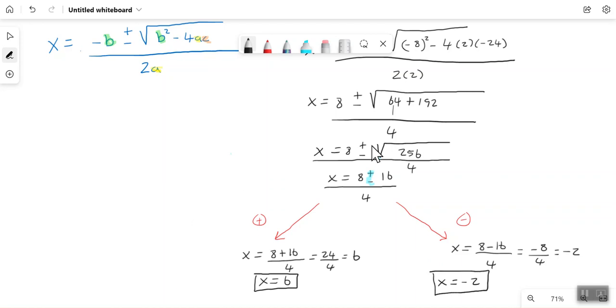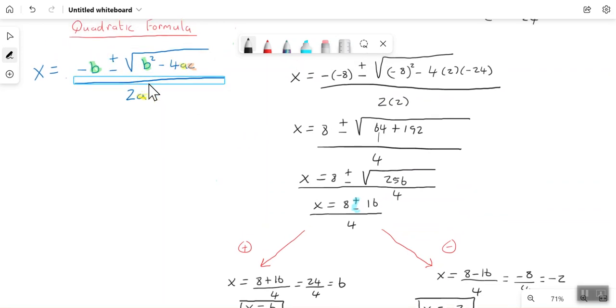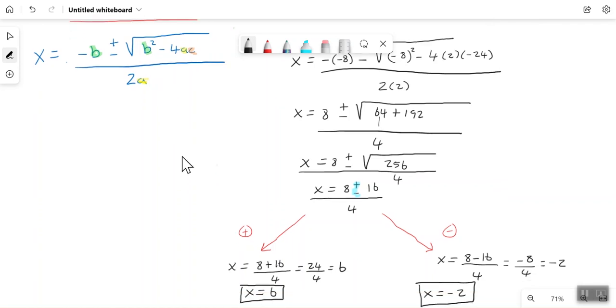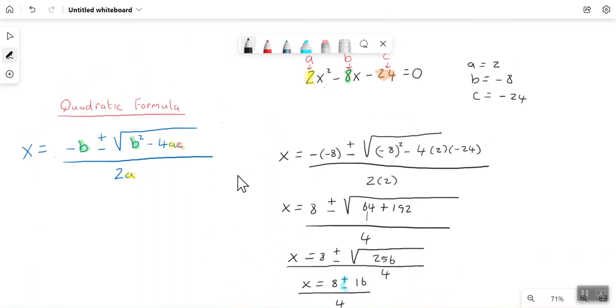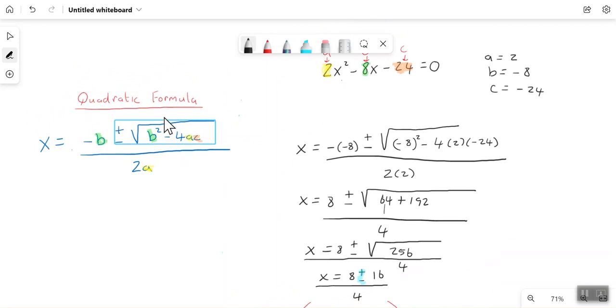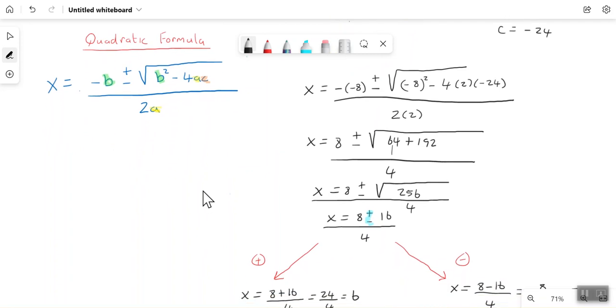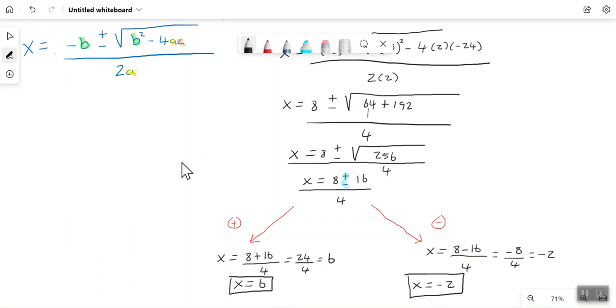So again, that is solving a quadratic using the quadratic formula that's contained inside the log tables. You use this if you need to solve a quadratic that has an x squared value greater than 1, because you won't be able to use the other method, the trial and error method. And remember, you don't need to memorize this, it's contained in your logbooks. So that is the two ways that you can solve quadratic equations.